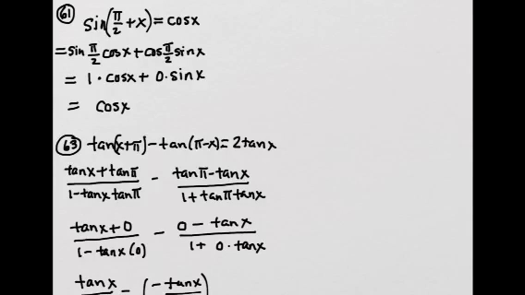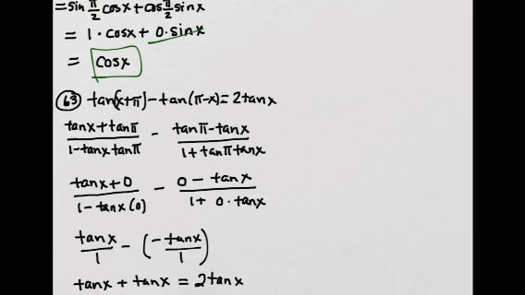Alright, for 61, you're verifying that this equation is true. So I'm working on the left side right here, and here's what it equals when you use the sine A plus B formula, and then you evaluate whatever you can. So sine of pi over 2 is 1, cosine of pi over 2 is 0, and so 0 times anything is 0, and 1 times cosine x is cosine x. And that's it for that one.